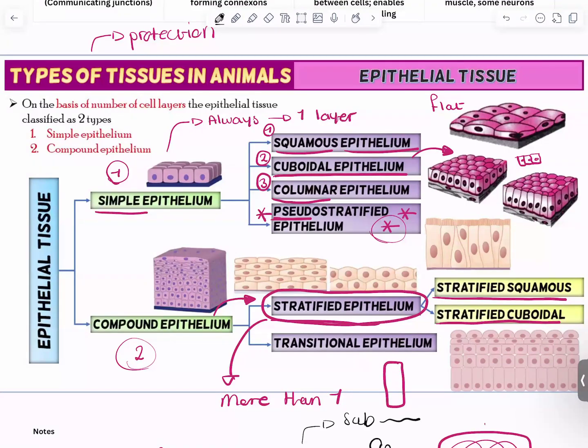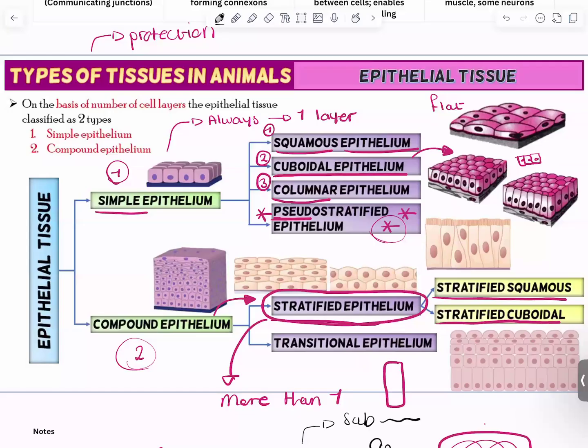Transitional epithelial tissue, which is a part of the compound, is the moment that the layers of the cells move, and it can be thicker and thinner. Okay, it's not for the IMAT. I haven't seen that they use this name for the IMAT.